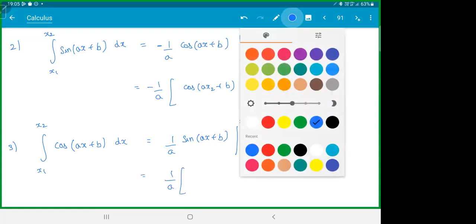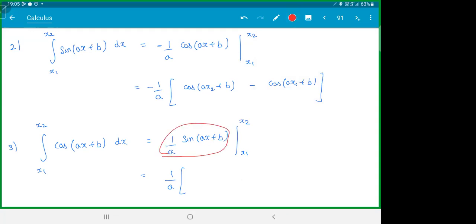So just think of it like this logic. If I differentiate this, I will get this back. You can verify that. The differential of sine ax plus b will be cos ax plus b. Then differentiate whatever is inside, you get an a, and there's an a outside here. The a cancels, and cos ax plus b comes.